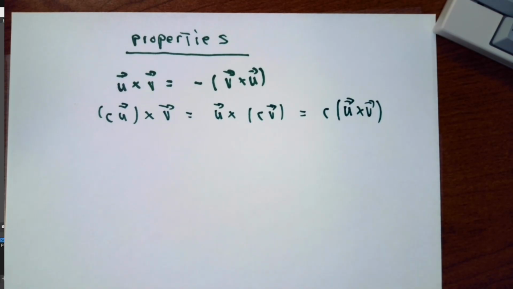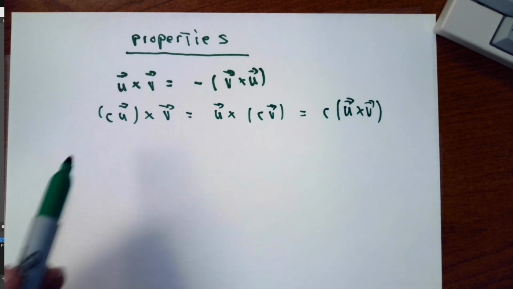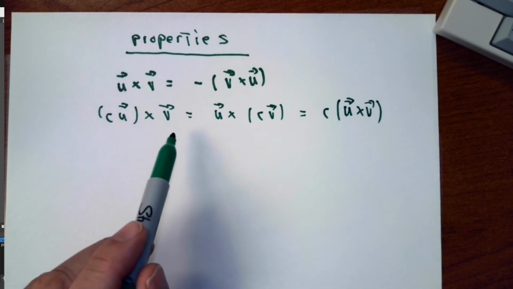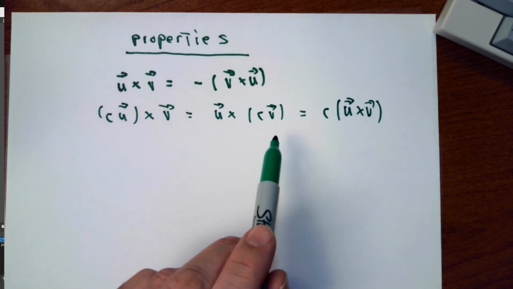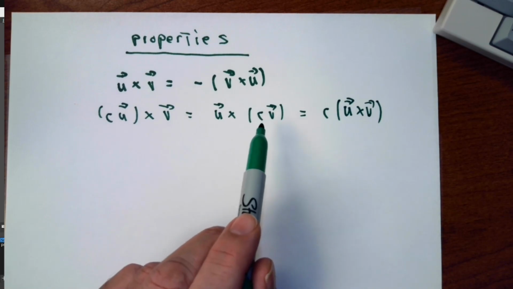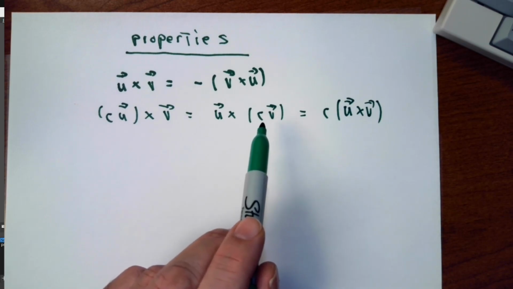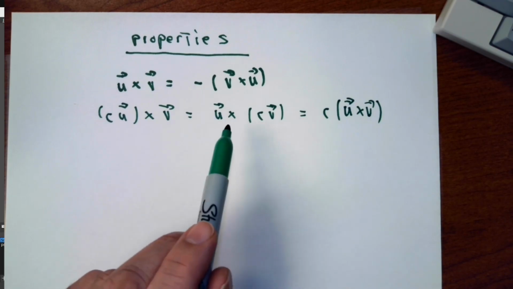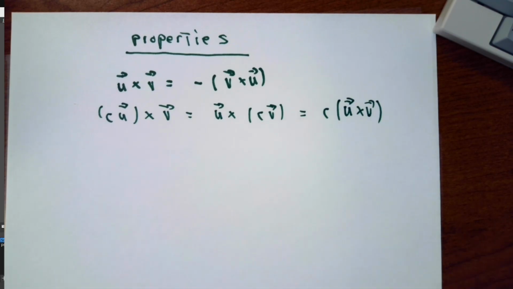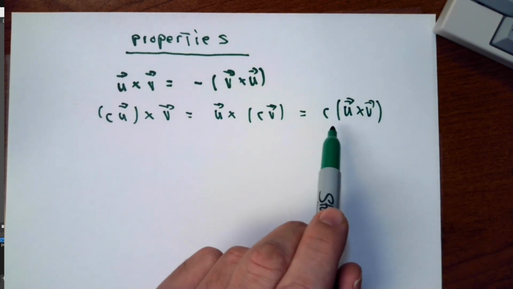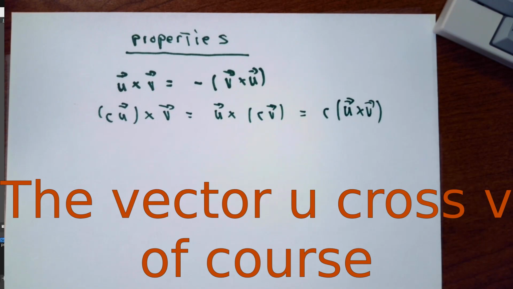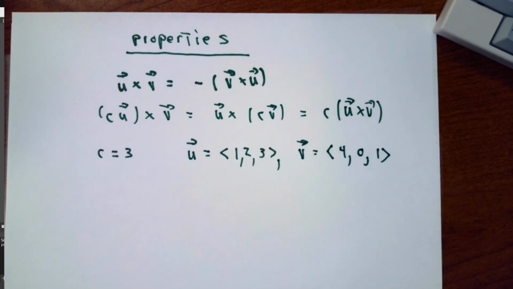When I have a number, c, if I calculate c times a vector and cross that with another, I get the same result as if I had multiplied c by the second vector first and then formed u cross the result. This is the same as forming the number c multiplied by the vector u cross v. As my example, I'm going to let c equal the number 3. u will be the vector with components 1, 2, and 3. v will be the vector with components 4, 0, and 1.